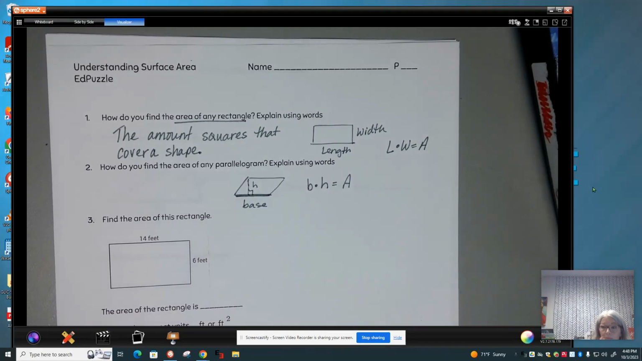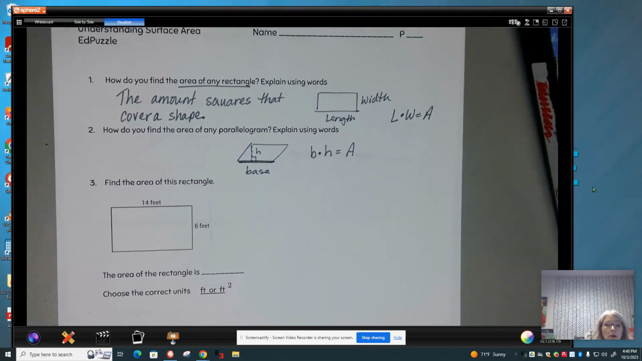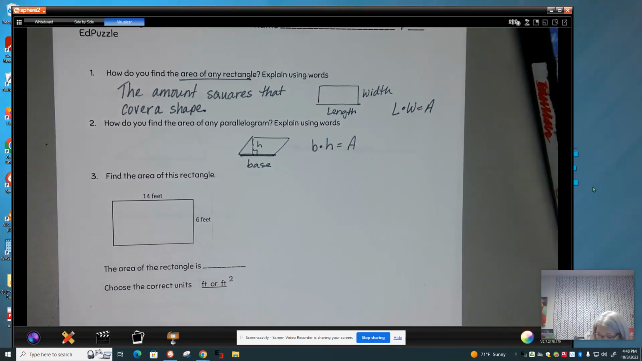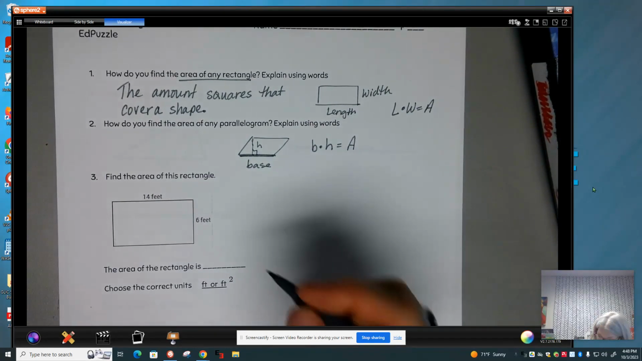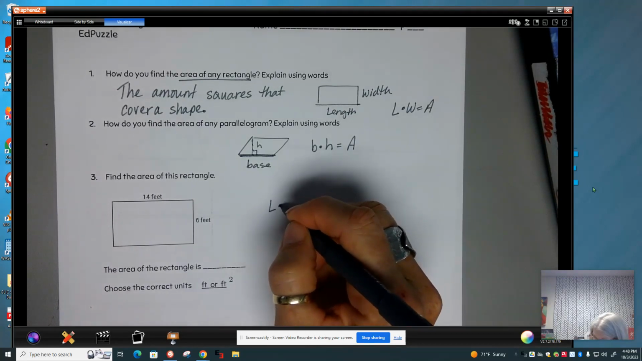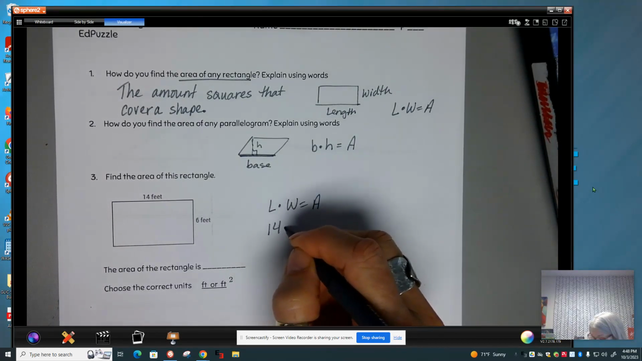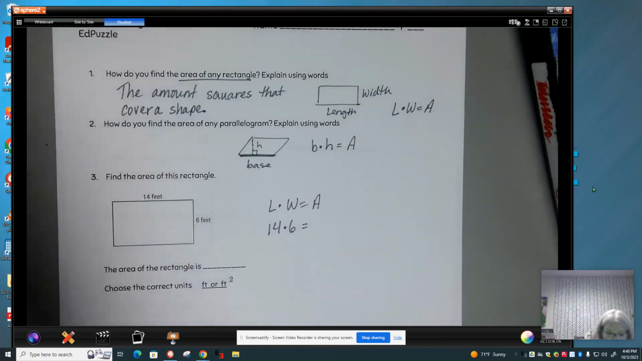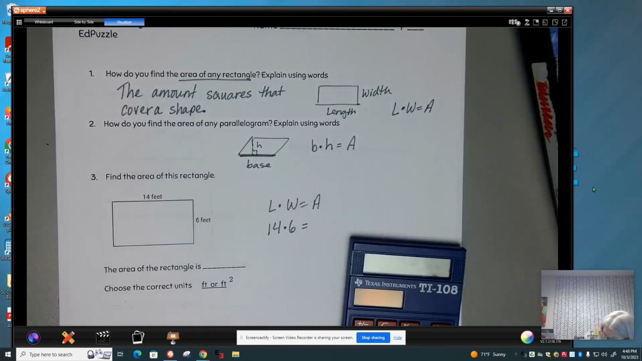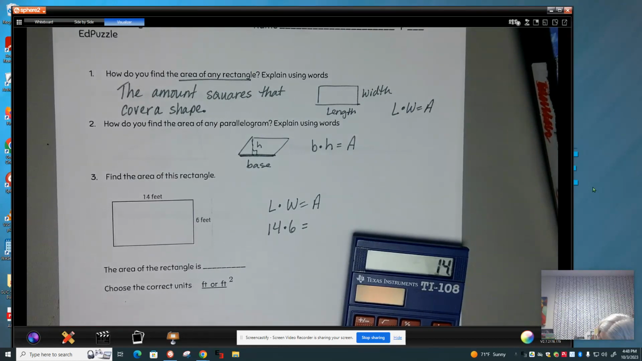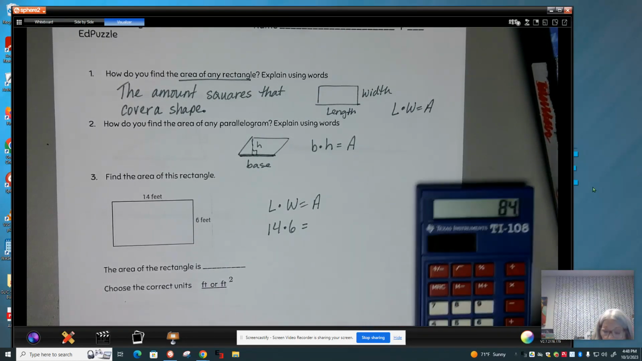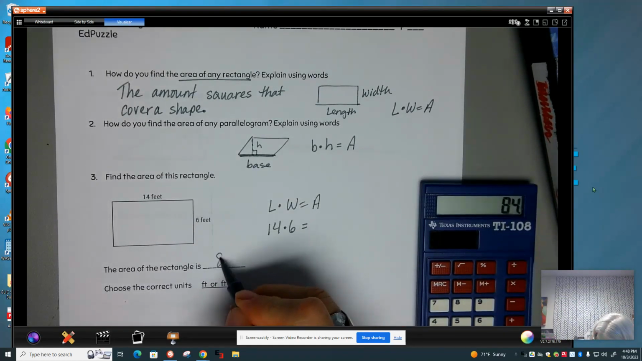All right, so I want you to find the area of this rectangle. You can use your calculator. So you should have length times width equals area. So you should have 14 times 6, and your area is 84.